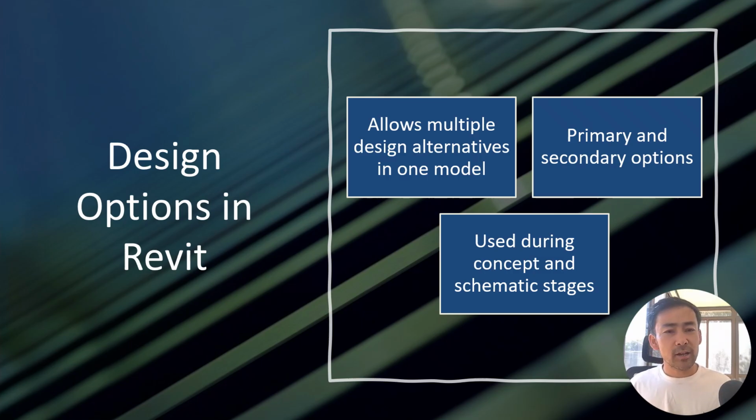The design option is primarily used in the early stages of the design, mainly in the schematic and conceptual design phase, when you are talking about how to design this part, how to design the entry, for example, how to design the roof. So for each part of the building, you might have various design options, and then you talk with your clients and other stakeholders and finalize your design.